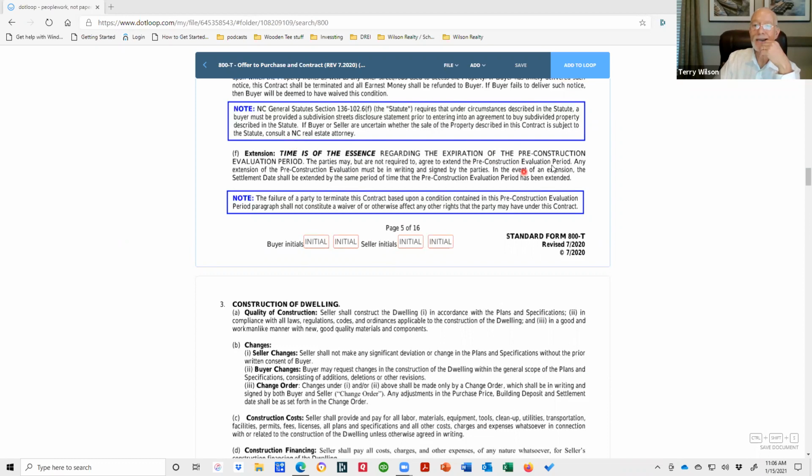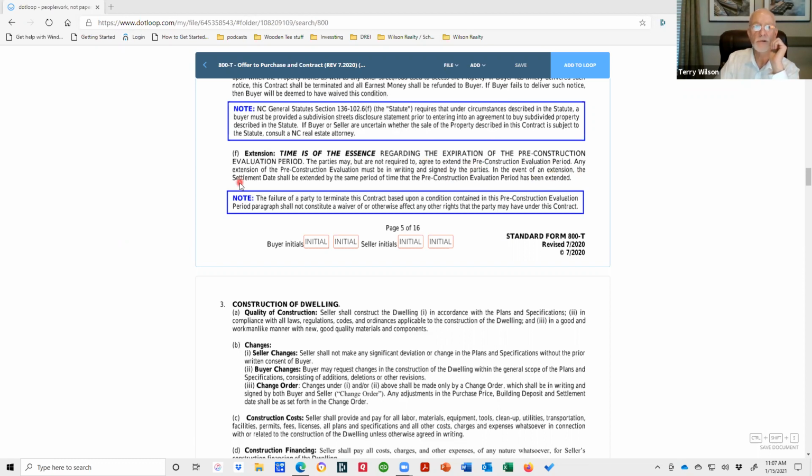If we are extending the pre-construction evaluation, the parties may, but are not required to, agree to extend it. This is the same thing as extending the due diligence period. They don't have to agree to do it, but if they do, then we'll want to put that in writing and signed by the parties. There is an amendment to modify the contract during the due diligence period. I think it would be okay to use that form to extend the pre-construction period.